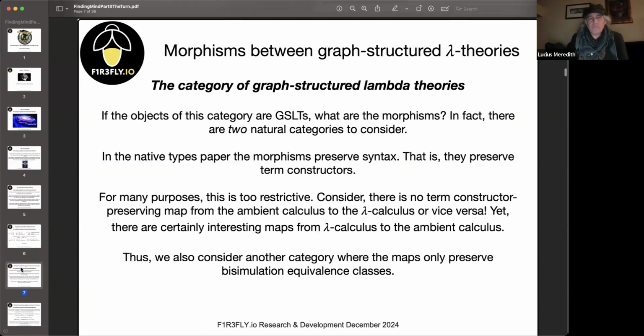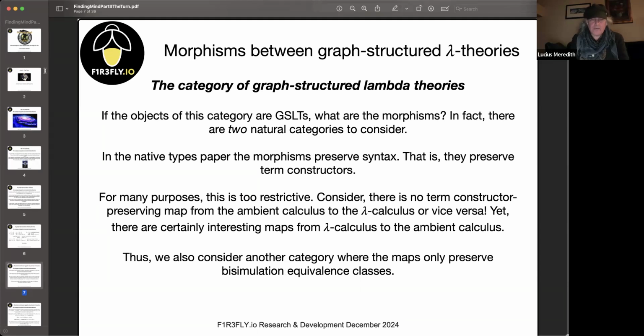Almost what I've said really is what the objects are. But the question is, what are the morphisms? And when you're asking what are the morphisms in a category, another way to ask that question is to say, what structure needs to be preserved as we move around in the category? In the native types paper, the morphisms preserve syntax. So basically, they preserve term constructors, and we'll see that in a moment. But we'll note that this is too restrictive.